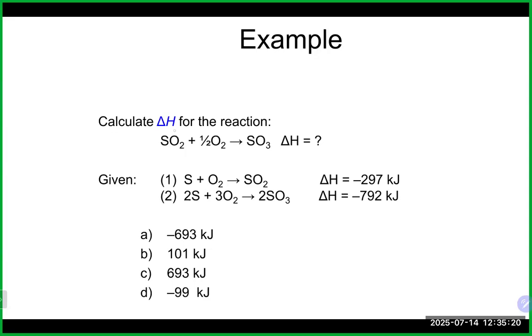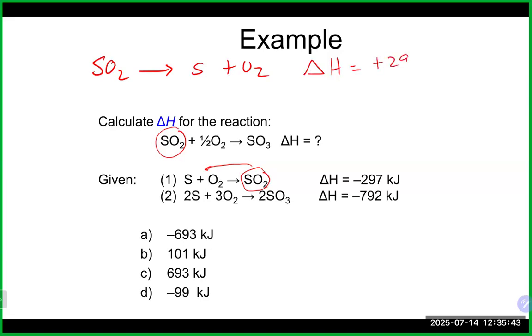I see SO2 here on the left. This is my only SO2. It's on the right, and I do need to reverse it because it needs to be over there. I also just need one of them. So I know on the top one here, I'm probably just going to reverse it. So SO2 goes to S plus O2. Once again, since I reversed the reaction, that's going to change the sign of my delta H.